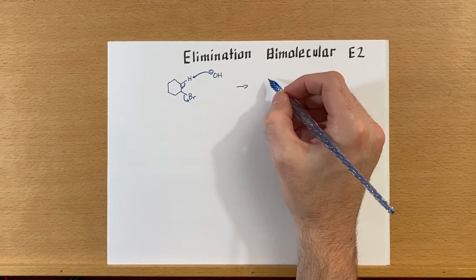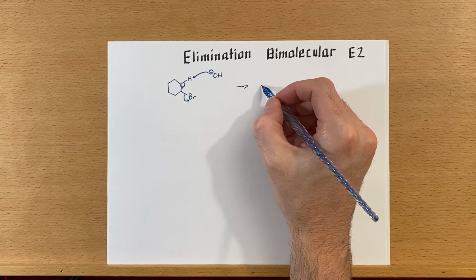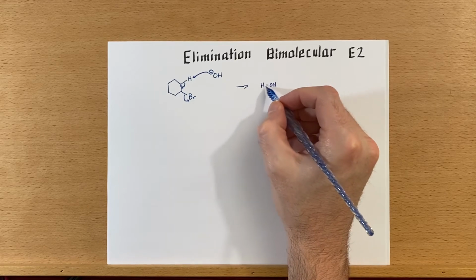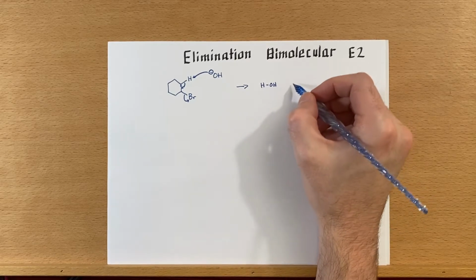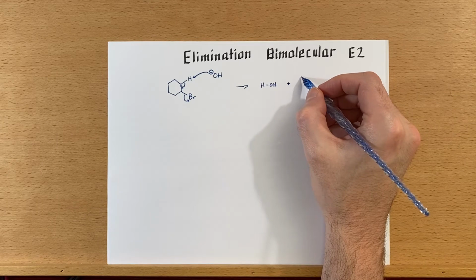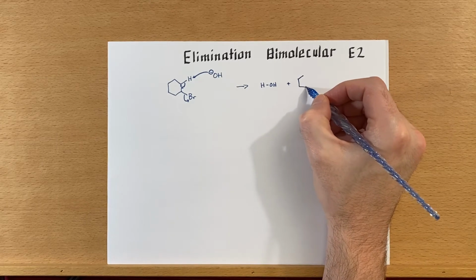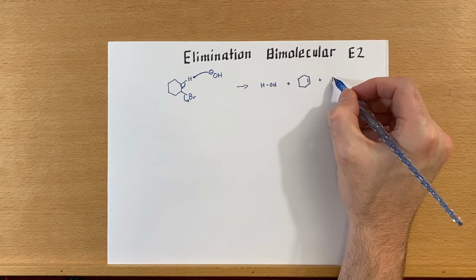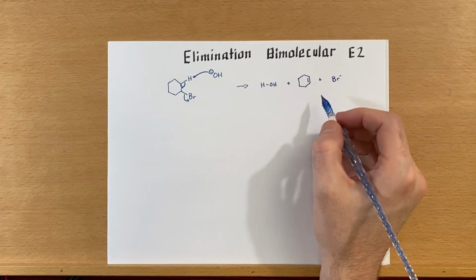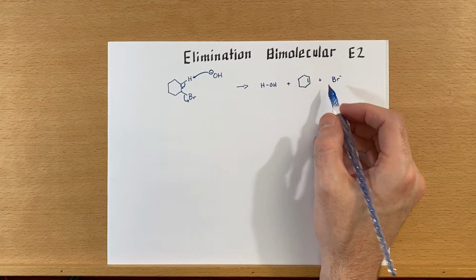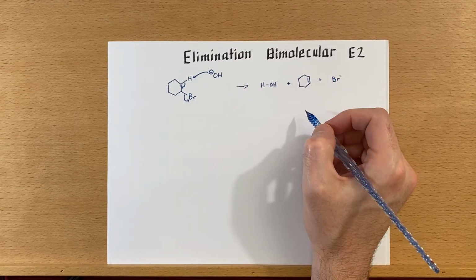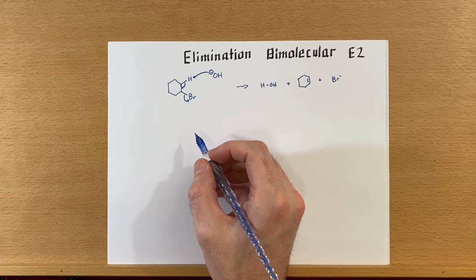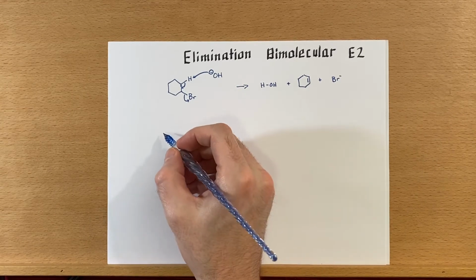And we'll end up with three products. Water. There's a new bond right here. I'm emphasizing that. Plus our cyclohexene. Plus our leaving group, bromide. So this is how the elimination mechanism works. Let's draw a few more like that just to show some of the other possibilities.